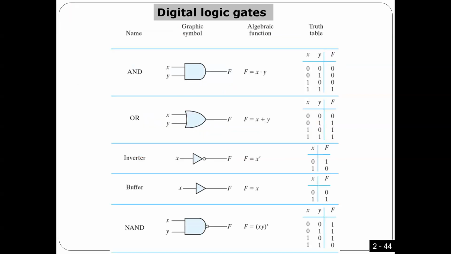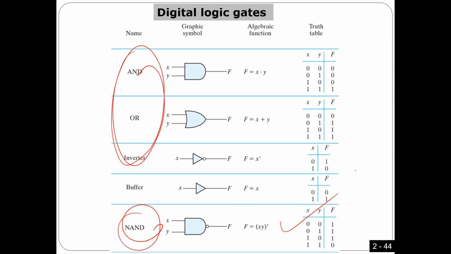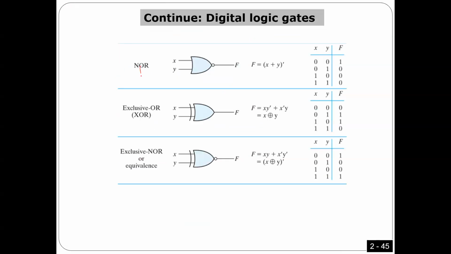These are all the logic circuits I explained. We have AND, these are the basic ones, and then you have NAND. This is just a summary for NAND. We have here NOR, XOR, and XNOR.